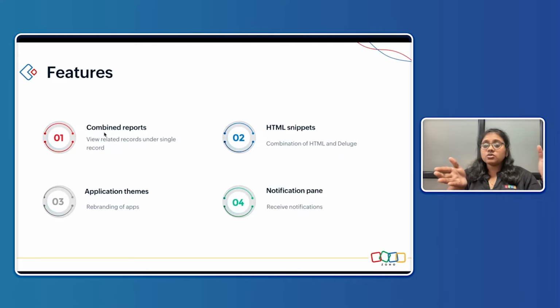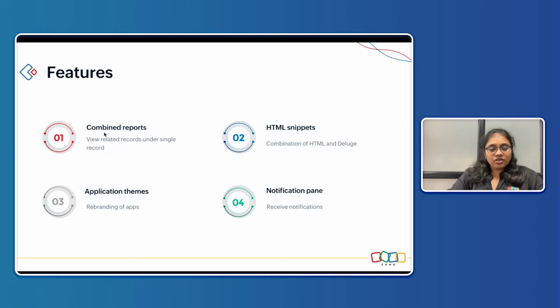So if I'm trying to combine all the related blocks in a single view, I can use this feature, combined reports. And then we have something called HTML snippets. We have used these HTML snippets to create interesting views for the timetable, and we have used the HTML and Deluge to automate along with the customized view. So for that we have used this feature.